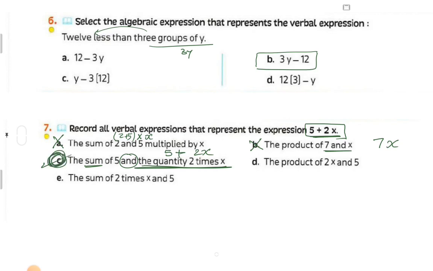Choose that one. Okay? The product of 2x and 5. 2x product times 5. Is that right? No, it's wrong. Okay, sum of 2 times x and 5. Sum between 2 times x and 5, and it's just right.